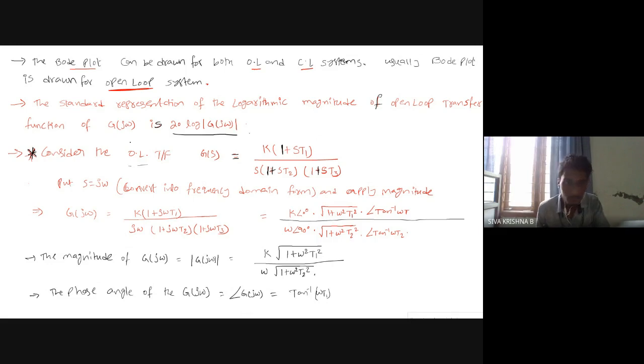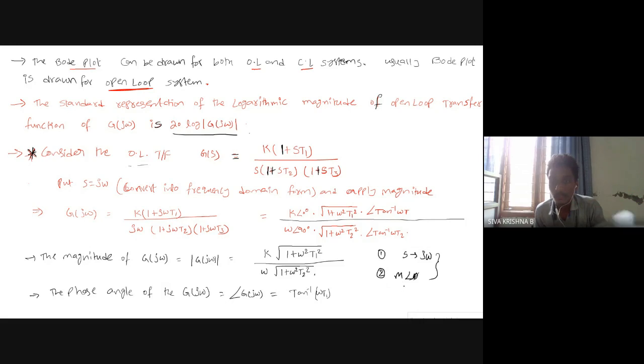Okay. So what is the procedure? The first step is you have to convert S into j omega. To draw Bode plots, that is the standard procedure. First, you have to convert S to j omega, and after that you have to apply magnitude and, at the same time, phase angle. You have to take magnitude and phase angle. By using these two steps, we are going to draw the Bode plot.